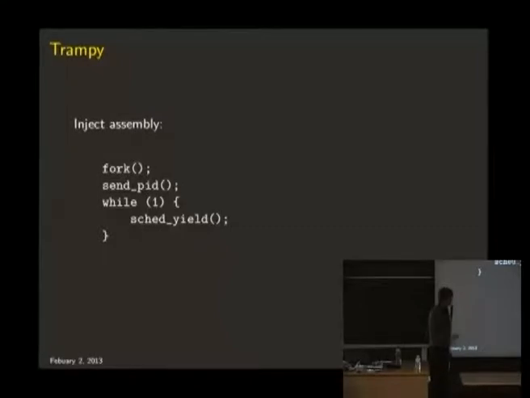So what we did is we inject some assembly in the process we're tracing and then change the instruction pointer to run that assembly, and the assembly will basically execute a fork call, send a new PID so you can attach to the process, and then just do nothing until you attach to the new process and modify the instruction pointer to move away from this endless loop.